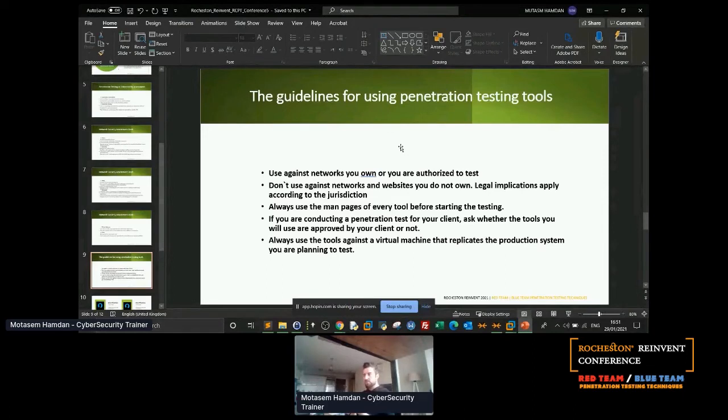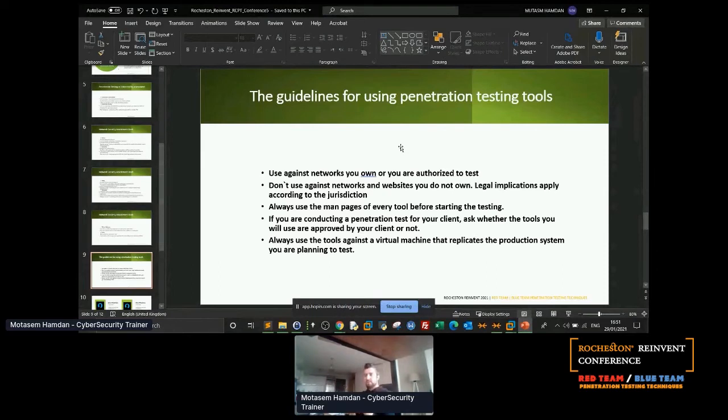We want to make sure that we're authorized to use that system, like in the case where you have a contract and the client has authorized you to test their systems. In this case, you can use the pen testing tools, or you are using them to test your own system. Other than that, it may have legal repercussions if you use pen testing tools against anything you find on the internet. As I said earlier, don't use them against networks and websites you don't own. Legal implications apply according to the jurisdiction, meaning according to the state and the country you are in. Every country has its own regulations about this.